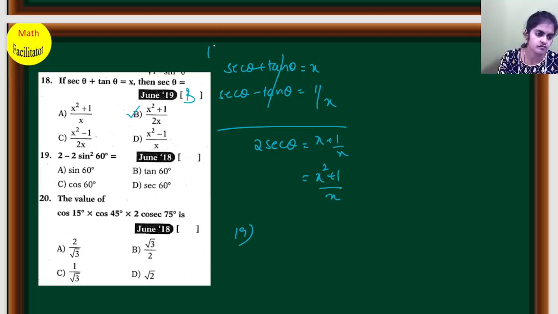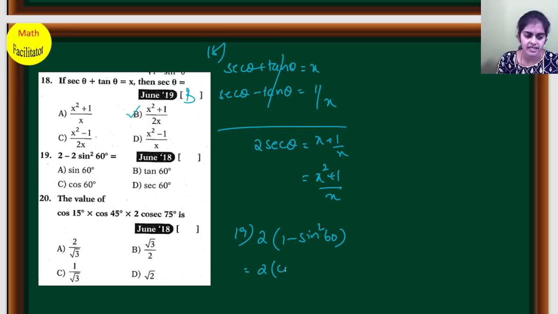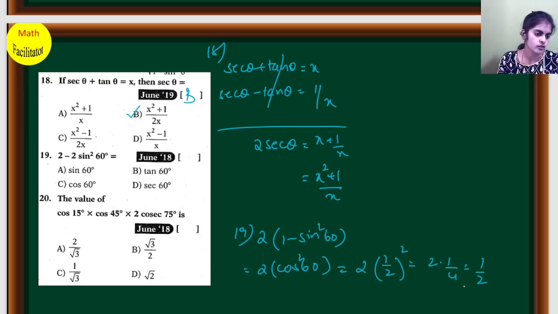Question number 19. 2 if I take common, it is 1 minus sine square 60. So this is 2 into 1 minus sine square 60 is cos square 60. Now 2 into cos 60 is 1 by 2 whole square. So I have it as 2 into 1 by 4, so I'll have 1 by 2 here. 1 by 2 is nothing but again cos 60.